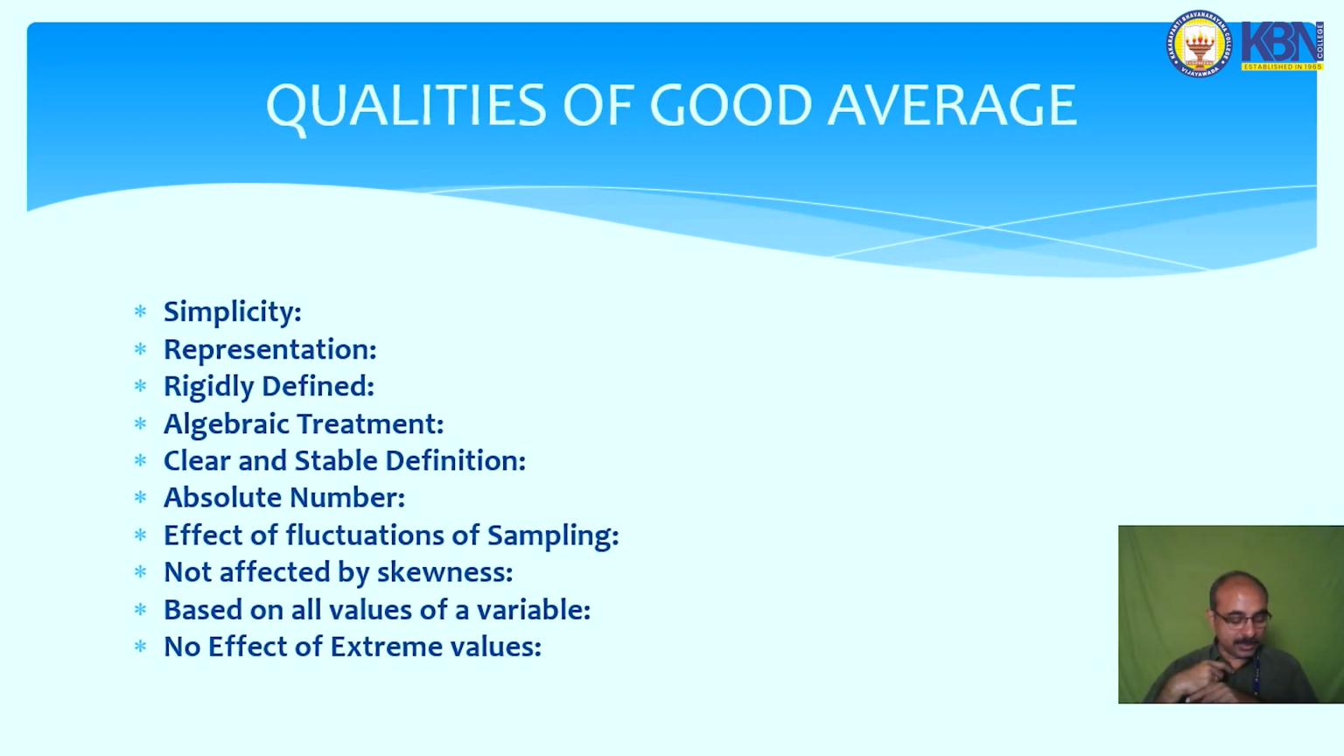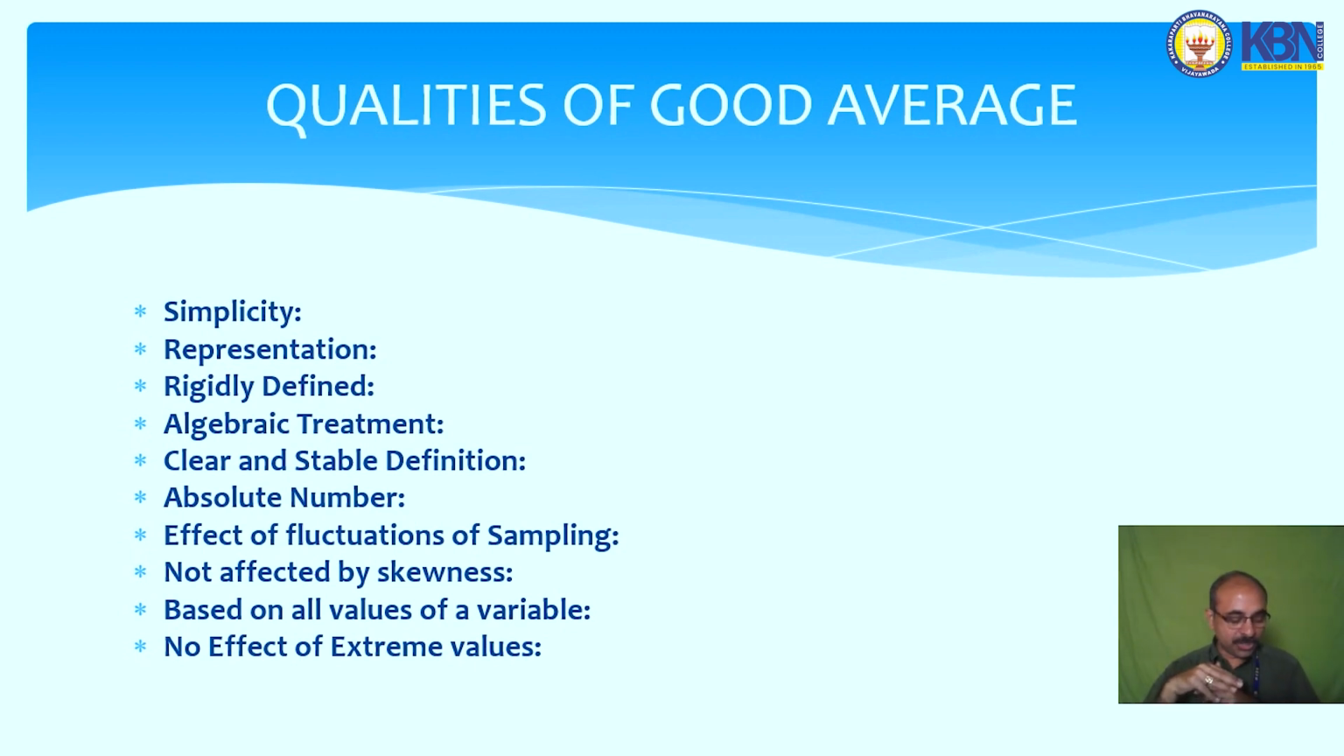A good average is one which is not affected by skewness in the distribution. Skewness means asymmetric. Symmetric means it follows a particular line; asymmetric means it will not follow a particular line. That means skewness should not affect the average. That is important. Skewness will be calculated based on these averages, and it will be explained in future topics.